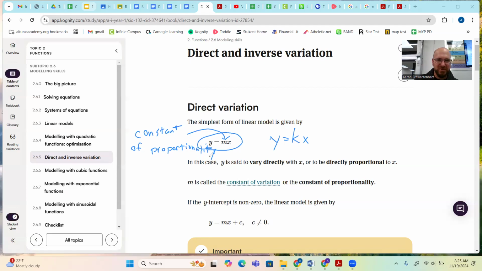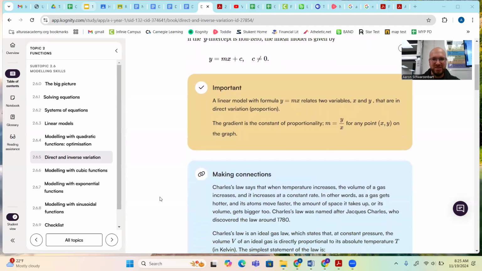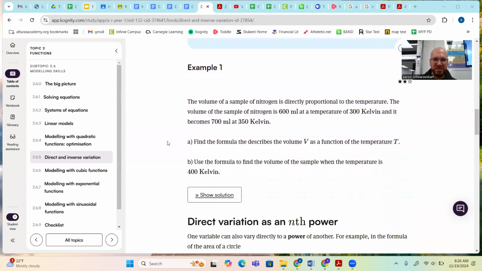Direct variation, which is what we're starting with, means as x increases, or my independent variable increases, my y also increases. Inverse variation will mean as x increases, y decreases. They call this the gradient of proportionality, aka the slope. Same thing. Making connections, Charles' law, Boyle's law, several. Charles' law, I think, is the one that is direct. Boyle's law and Gay-Lussac's law, several of the gas laws that you hopefully learned in chemistry, are direct or inverse variation.